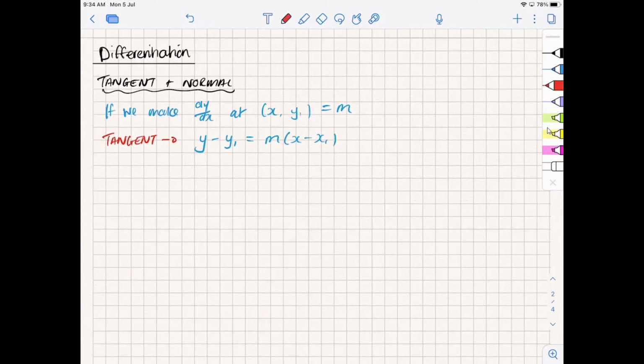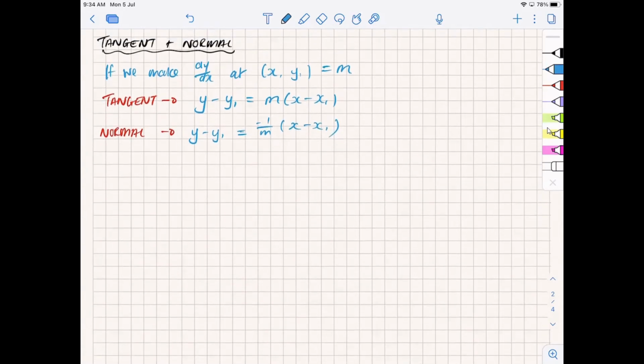What about the normal? Who can remember what the normal was? This is the line that is minus 1 over m. Yeah. And what is the whole thing of the normal? It is a line that is perfectly perpendicular. So it's the line that intersects the tangent at 90 degrees. And we know for lines that intersect at 90 degrees, their gradients are negative reciprocals of each other. So there we have the tangent and the normal.